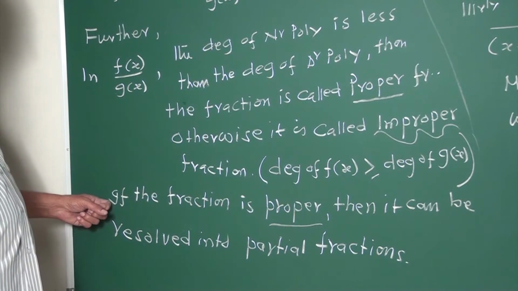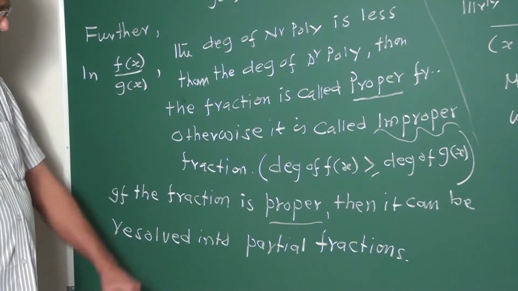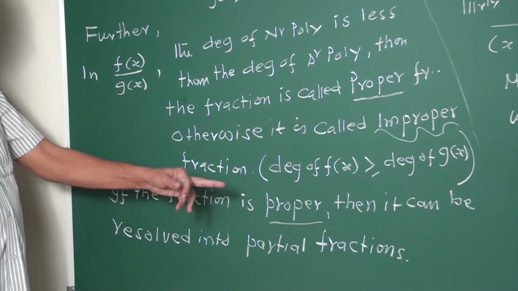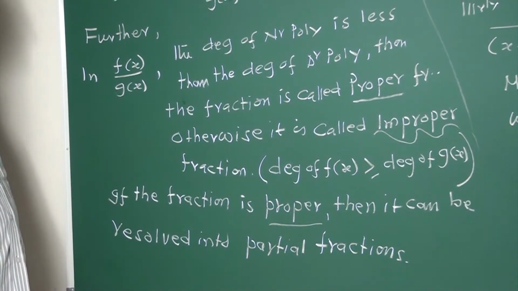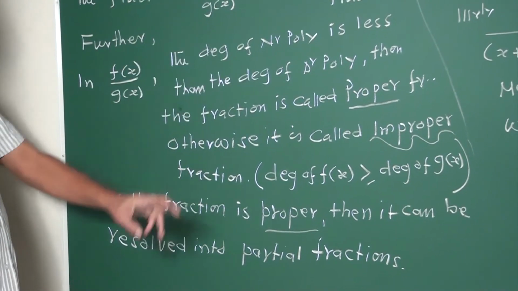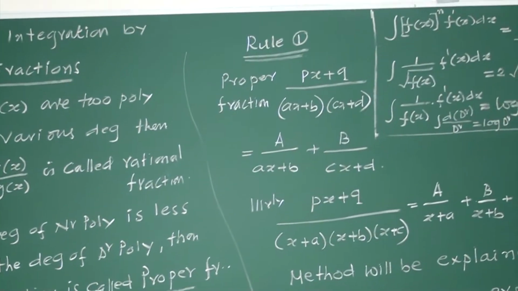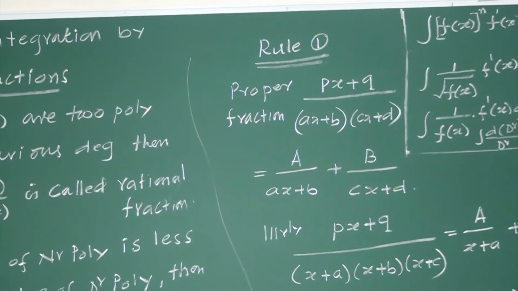Further, if the given fraction is proper, then it can be resolved into partial fractions. These are the rules. First I give rule 1, then I do the examples based on rule 1.